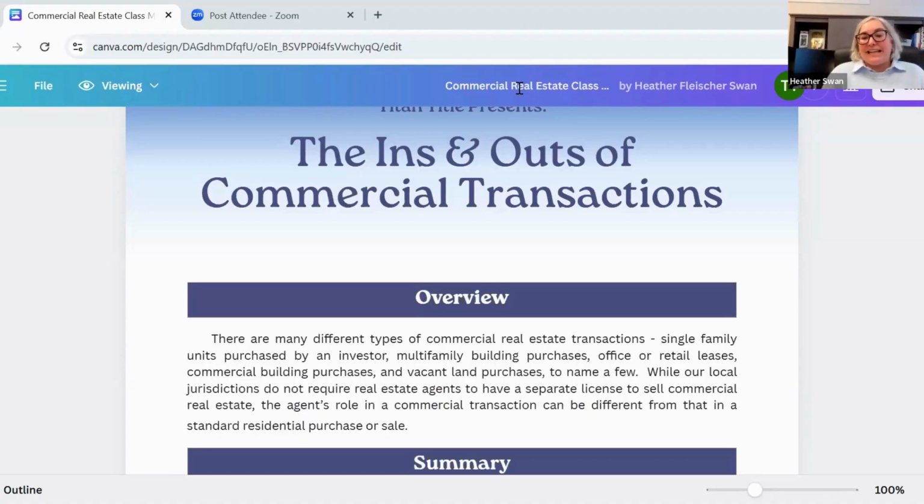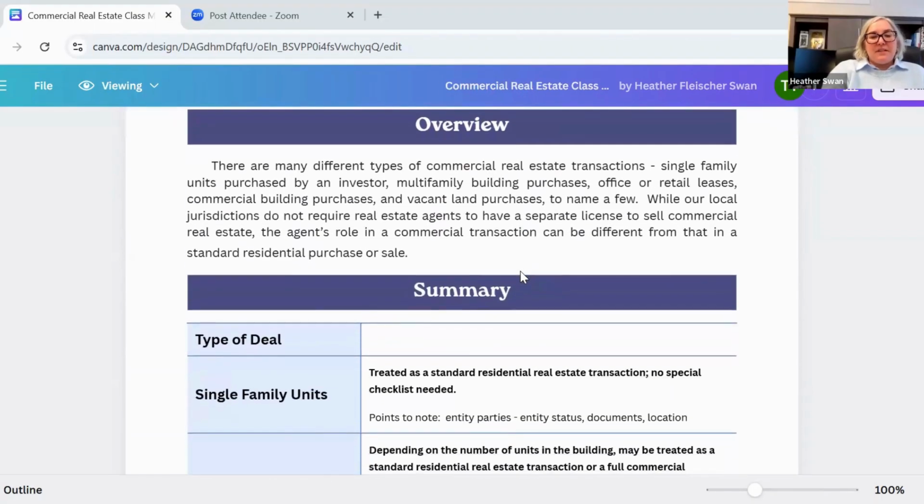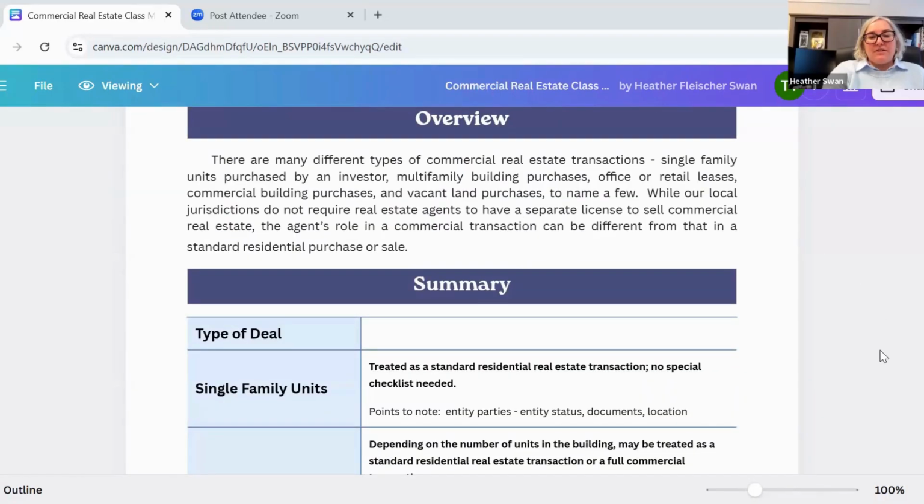There's not a commercial real estate license, but I had to get special permission from my brokerage to be able to handle those transactions. Now, there's all sorts of continuing education and certification courses on commercial real estate. You might be able to get a commercial real estate designation. But again, there's no formal license to sell commercial real estate in the state of Maryland.